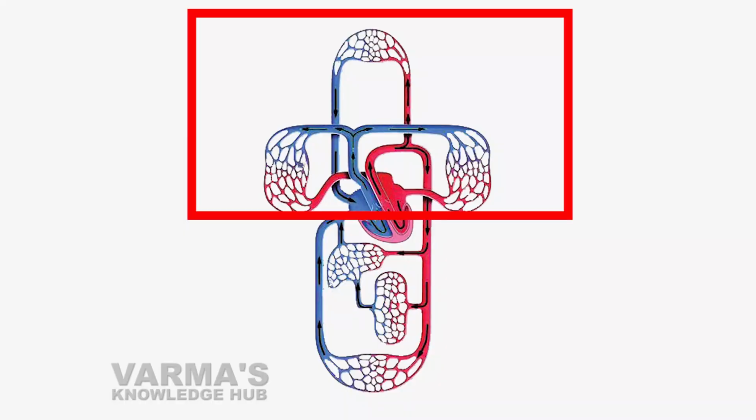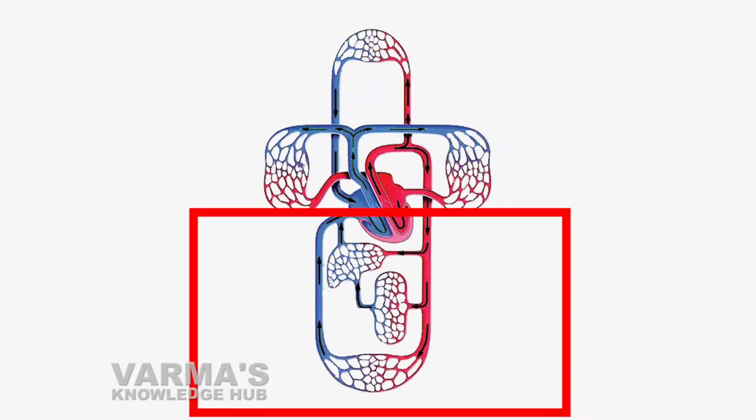The circulation between the lungs and the heart is called pulmonary circulation. The circulation between the heart and different parts of the body is called systemic circulation. Pulmonary circulation alternates with systemic circulation. The contraction of the heart is called systole and the expansion of the heart is called diastole. One systole plus one diastole is equal to one heartbeat.